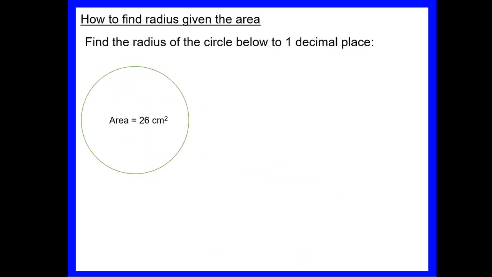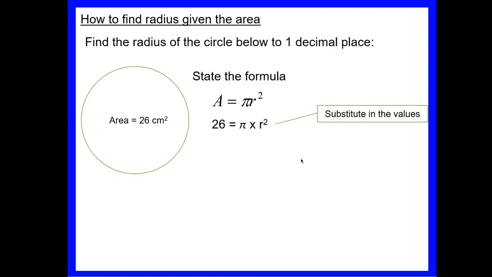Okay, so finally then, we're going to have a look at, if we're told the area, can we work backwards to find either the radius or the diameter? So we're going to start by working backwards to find the radius. So again, we start as always with our formula, but this time we know the area A. So we're going to substitute A for 26.